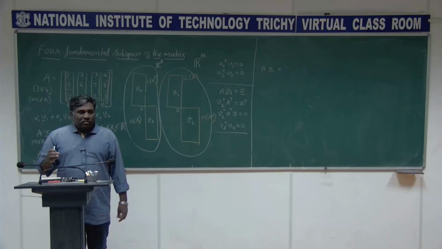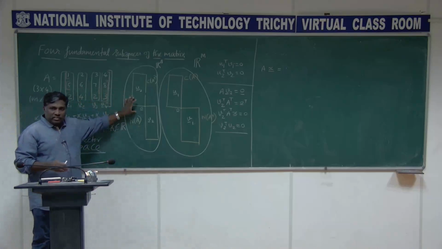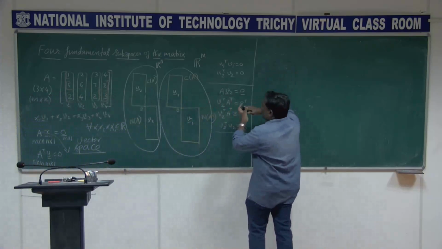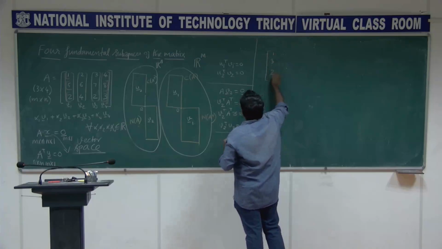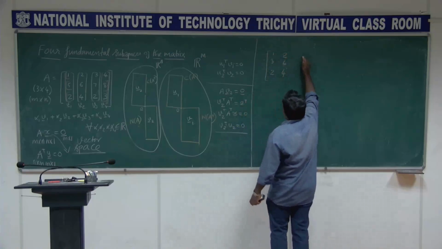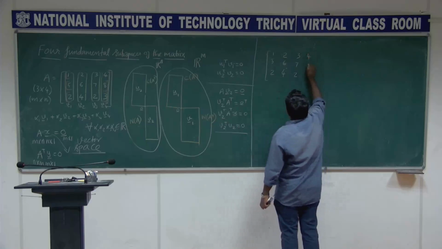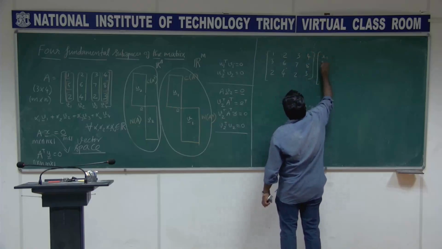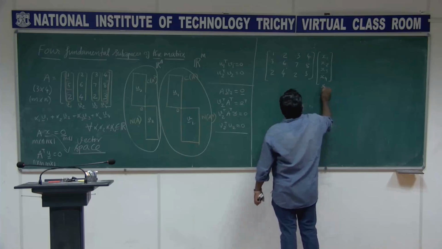Are you getting this? The matrix A multiplied into the vector X can be represented as follows. Let us take the same example: the matrix with rows 1 2 3 4, 5 6 7 8, and so on, multiplied by the vector X with entries X1, X2, X3, X4.